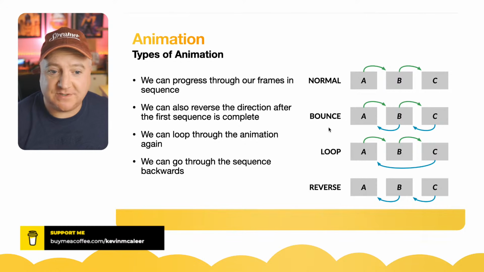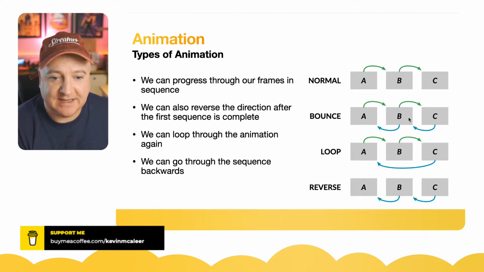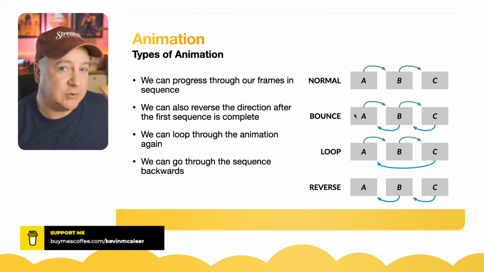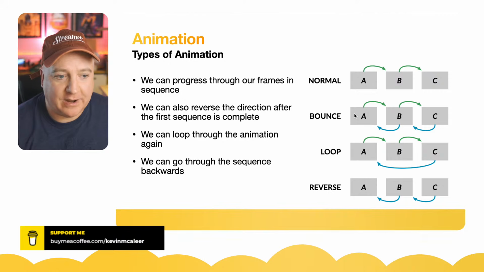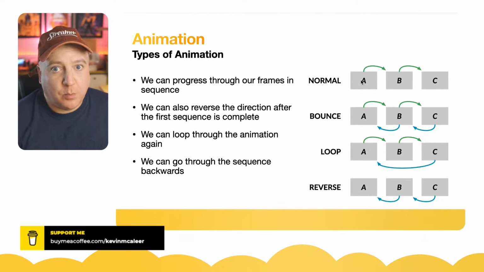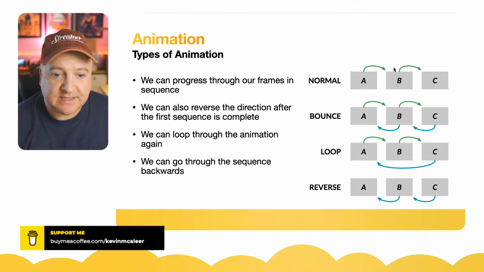I call that a bounce. So we're going from A, B, C, and then B and A. That means we save 2 frames out of that 5-frame sequence, and it just means there's a little less memory that we require. Whereas a regular, normal sequence would be, we just go from A to B to C, and then we're done.